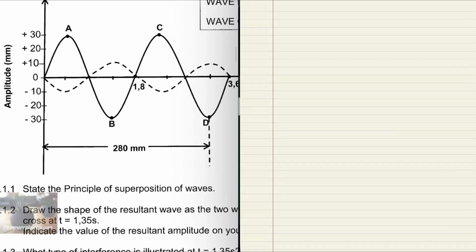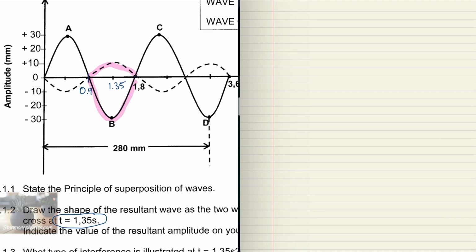So we first have to find out where 1.35 seconds is. Since there's symmetry in these waves, if this is 1.8, then this is going to be exactly halfway through. So that's going to be 0.9. So halfway between 0.9 and 1.8, that's going to be 1.35. So they want us to draw the resultant when this portion of the wave interacts with this portion of the wave.